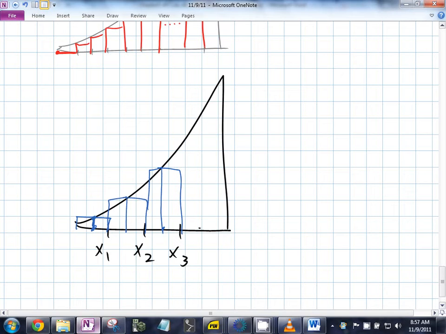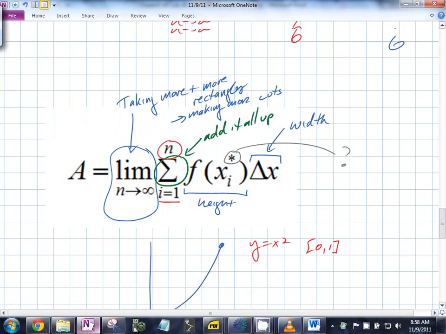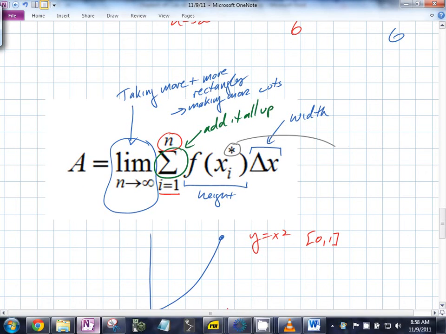So this x i star means any x value between x sub i minus 1 and x sub i. If you want the height of your rectangle, you can take any value between those two x values. It doesn't matter, because as you make more and more cuts, what happens to the width of each of these rectangles? Really, really small. So if you're only taking values between, does it matter if you take the right or the left? Nope. Not in the end.